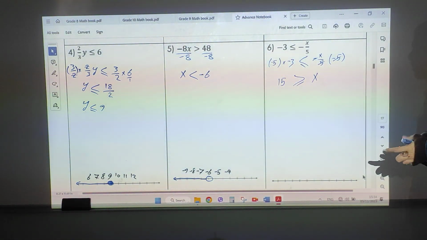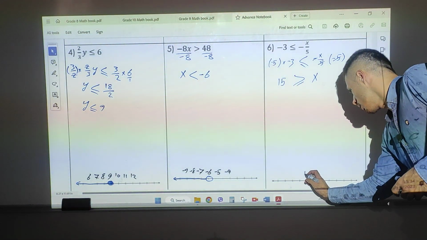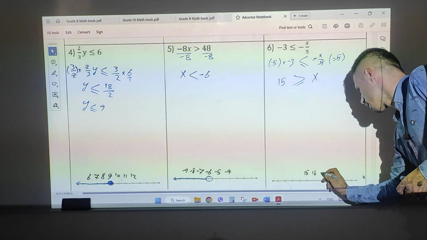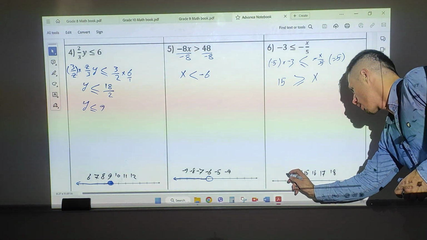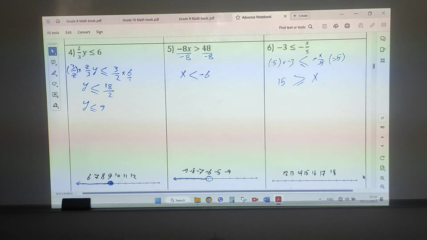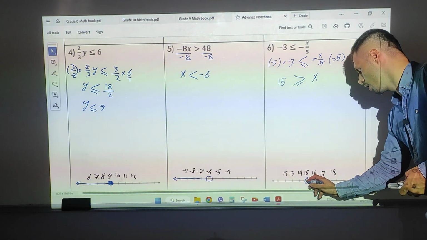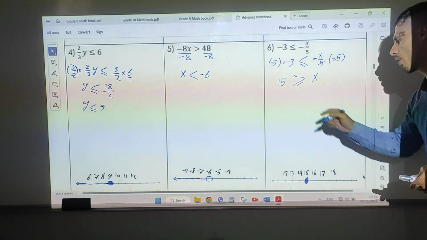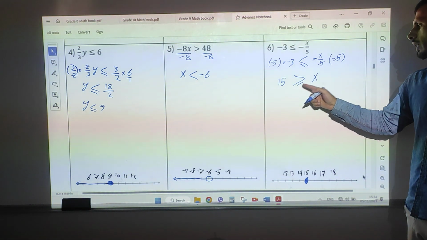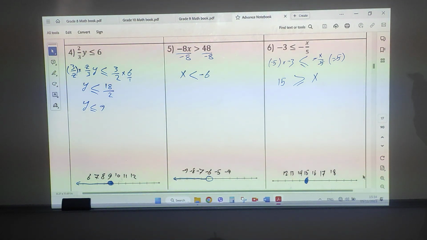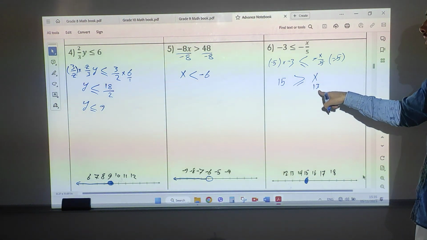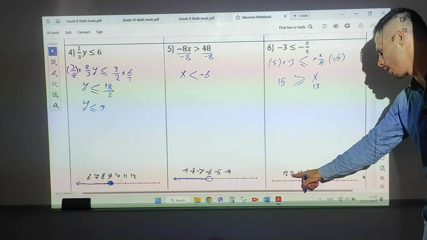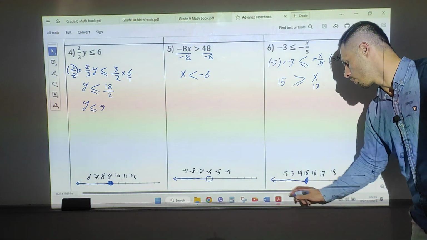And for the last one, to show the solution: 15, 16, 17, 18, 15, 14, 13, 12. We show the number that we have, which is 15. We fill the circle. We have equal with it. 15 is greater than those numbers. Which numbers? You can check one. 15 is greater than 13. Yes, it's correct. So you go to the side that you have 13 in it. You will go to this side.